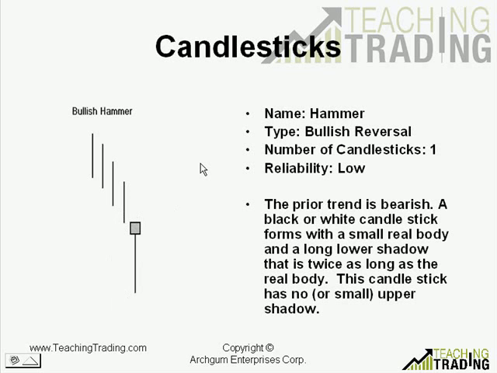So the prior trend is bearish. A black or white candlestick forms with a small real body and a long lower shadow that is twice as long as the real body. This candlestick has no or small upper shadow. So this is the key: the candlestick that forms, which is called the hammer, has a small real body and a lower shadow that is at least twice as long as the real body. Okay, and it has no or little upper shadow.